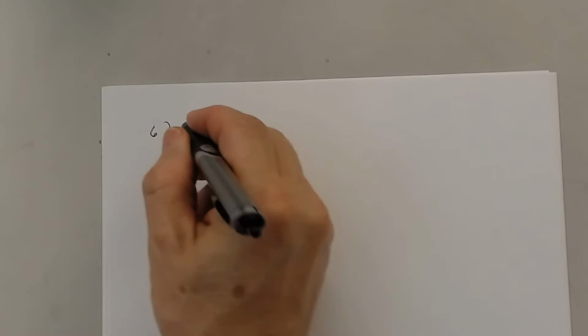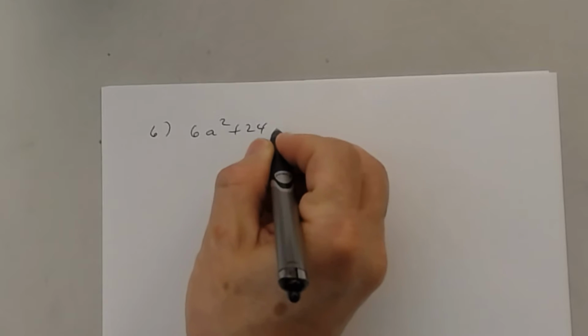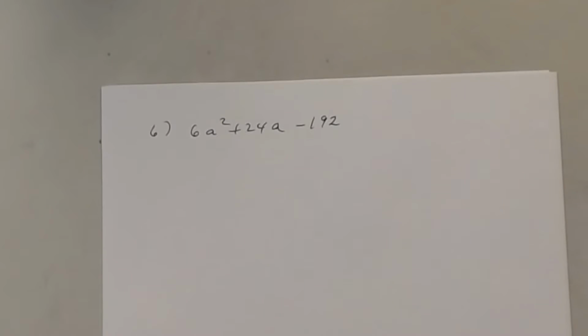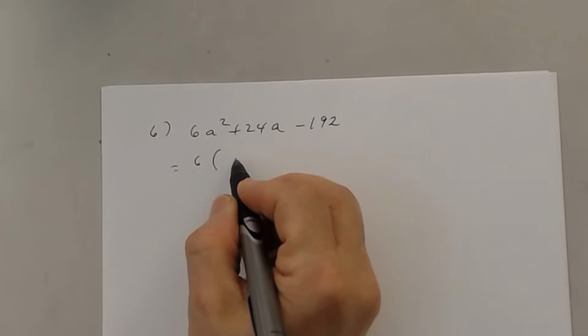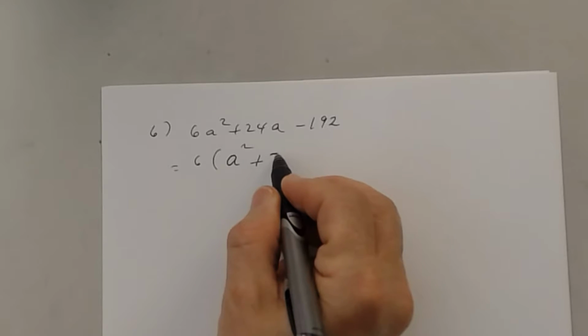All right, number 6. Suppose you had 6a squared plus 24a minus 192. 6a squared plus 24a minus 192. All right. What's the GCF? 6. All right, so 6 times what? A squared plus 4a.